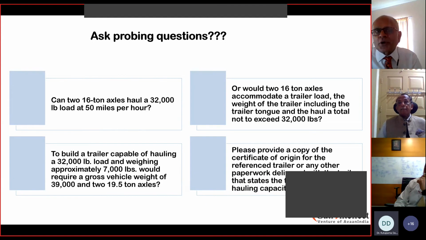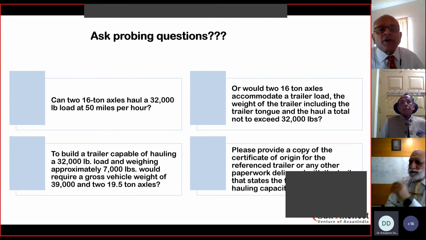How does one figure out? Okay, the first one that you talk about here, the second one of two 16-ton axles accommodation on a trailer load has been answered. But if one were to go to the first one, where it said that can two 16-ton axles take a 32,000 pound load, and it defines a speed also. So how does one address this?